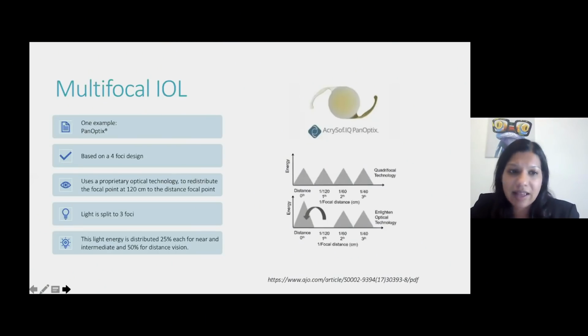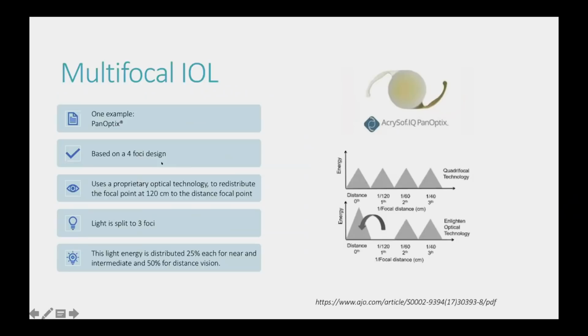This is just one example of one of the multifocal IOLs that's available, and this is a PanOptix lens. And again, all of these lenses work a little bit differently in exactly how they split the light, but they do split the light into different focal points. So with the PanOptix, the lens is based on a 4 foci design. The lens itself will split the light into 4 different focal points, but there's an optical technology in the lens that redistributes one of those focal points to the distance target.